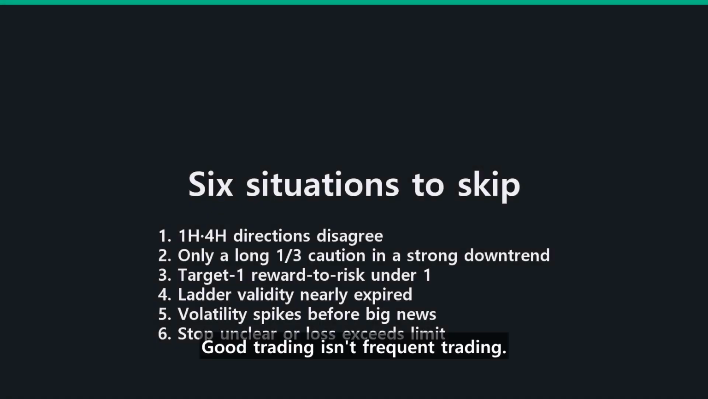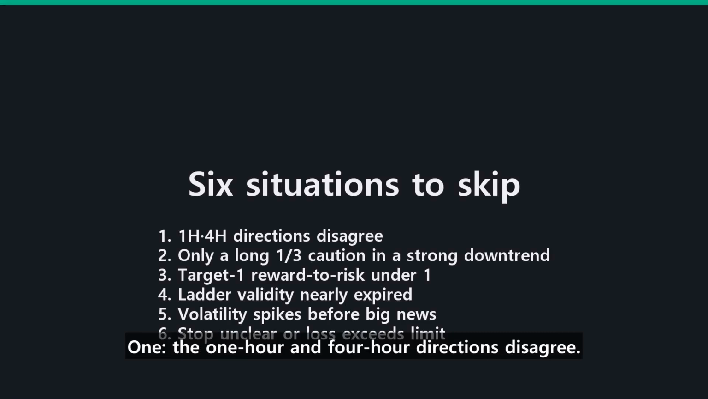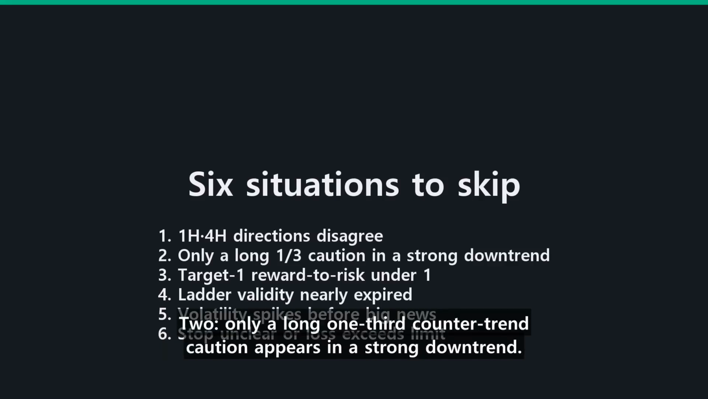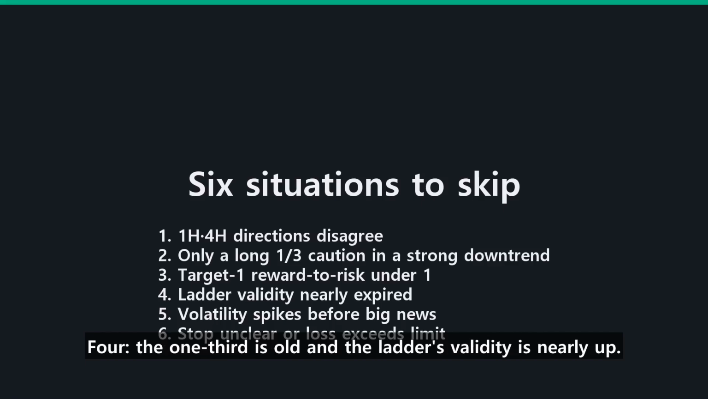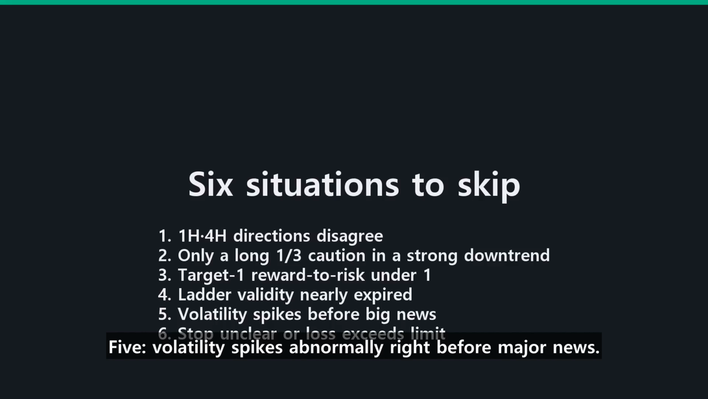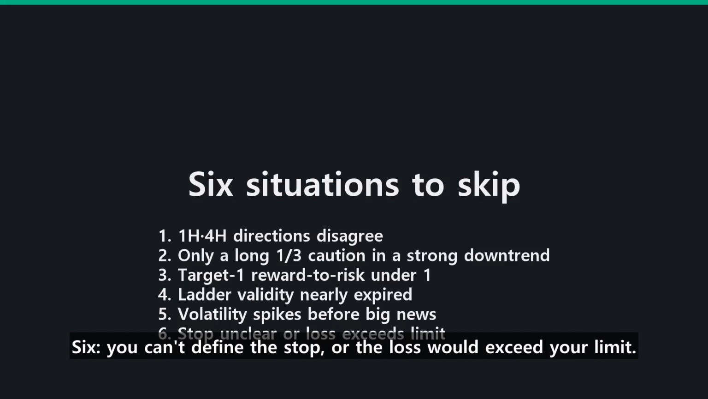Good trading isn't frequent trading. Skip these 6 even when the signal looks good. 1. The 1-hour and 4-hour directions disagree. 2. Only a long 1/3 counter-trend caution appears in a strong downtrend. 3. Target 1 is so close that reward to risk is under 1. 4. The 1/3 is old and the ladder's validity is nearly up. 5. Volatility spikes abnormally right before major news. 6. You can't define the stop, or the loss would exceed your limit.